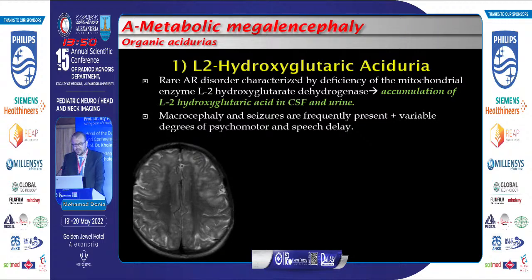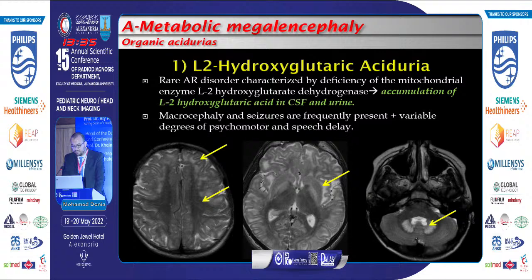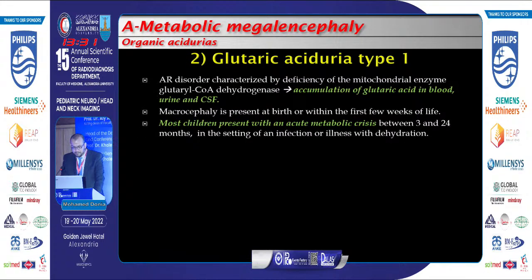Shifting to organic acidurias, L-2-hydroxyglutaric aciduria, due to accumulation of L-2-hydroxyglutaric acid in CSF and urine. There is involvement of the subcortical U fibers and typical sparing of the periventricular white matter. There is involvement of the basal ganglia bilaterally with sparing of the internal capsule, involvement of the dentate nuclei while sparing the cerebellar white matter.